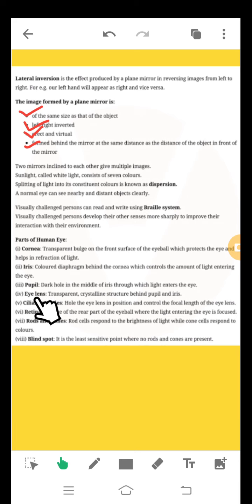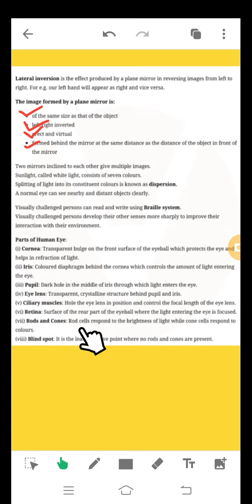Fourth part is eye lens, which is a transparent, crystalline structure behind the pupil and iris. Number 5, ciliary muscles. They hold the eye lens in position and control the focal length of the eye lens. Retina is the surface of the rear part of the eyeball where the light entering the eye is focused. So that means this is the part where the image is formed.